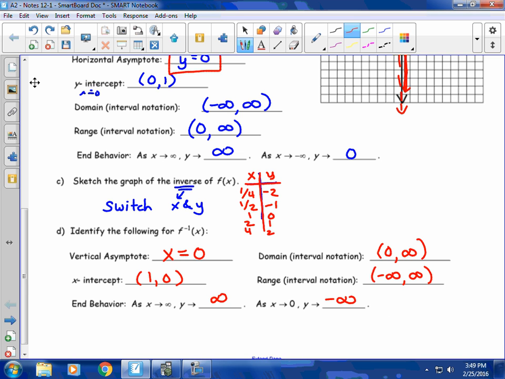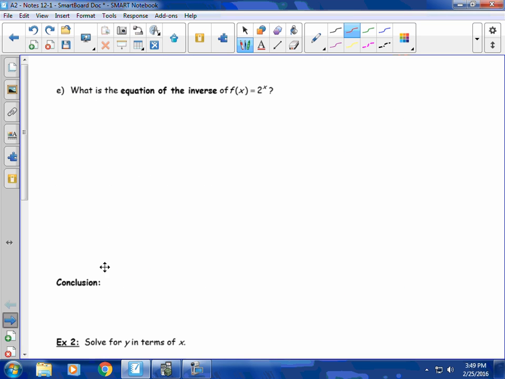Here we go on to the next page. All right, same question, but now I'm asking what is the equation of the inverse of f of x equals 2 to the x? Okay, now here's where the new stuff comes in. You know f of x equals 2 to the x is the same as y equals 2 to the x. So if I want to find the equation of the inverse, what's the first step? Switch x and y. So x equals 2 to the y.